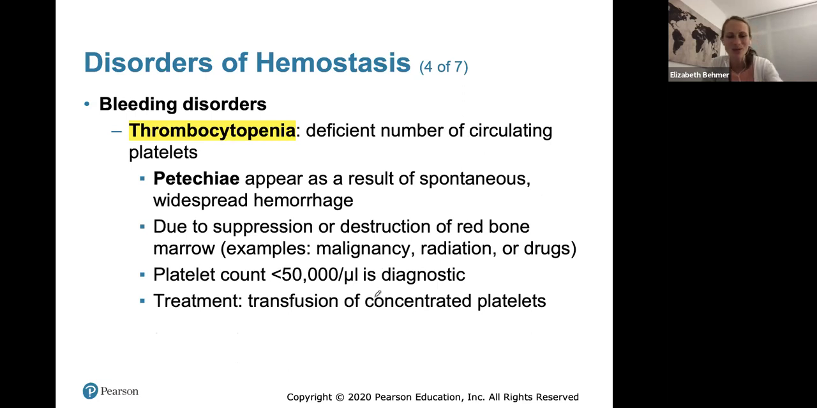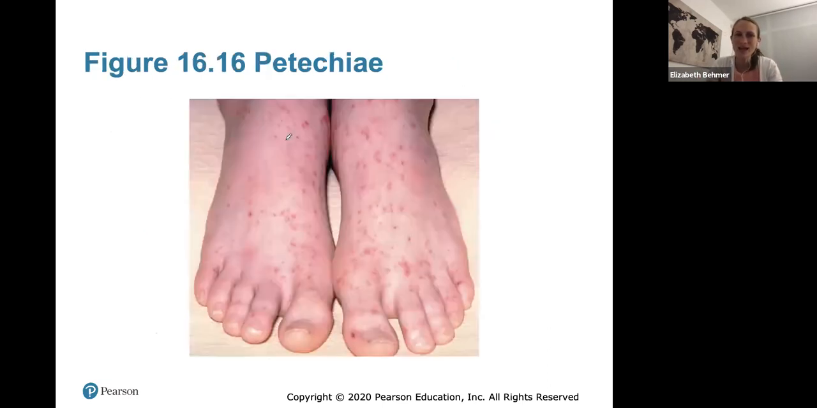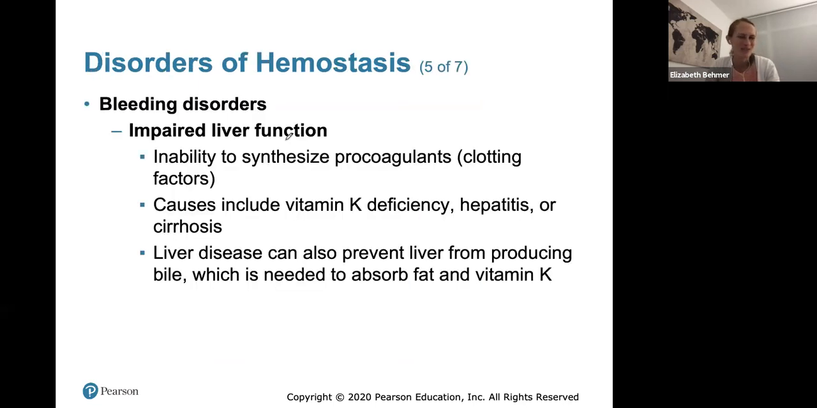I promise in a couple minutes we'll be done here. Thrombocytopenia is a deficient number of circulating platelets. Again, this suffix, penia, always means deficient. This is a look at petechiae, which can occur with it. Again, you don't necessarily need to know that. Bleeding disorders are usually due to impaired liver function. Liver disease can also prevent the liver from producing bile. I don't know if I talked too much about that.